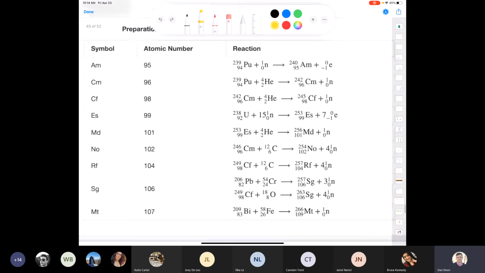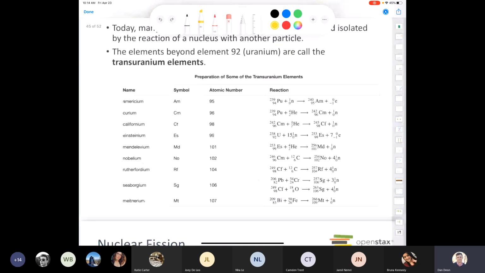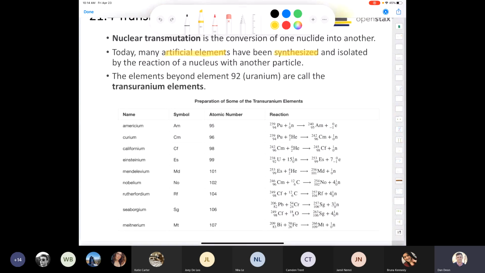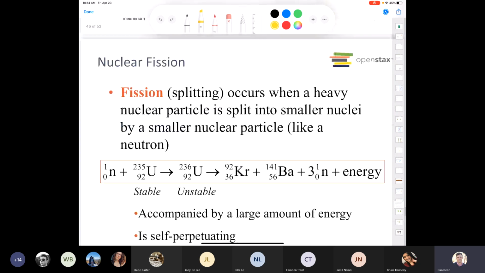Well, we're not going to get into all the nuts and bolts, but you can see that what they're doing is they're taking some other kind of nucleus, another radioactive nucleus in most cases, and then they're smacking it with another particle, like maybe a neutron or an alpha particle, right? Or maybe they're using a bunch of neutrons, or maybe a stable nucleus like carbon-12. But nevertheless, they're using transmutation to form these transuranium elements, these heavy elements, these synthetic elements. And so this is an example of how we would use nuclear transmutation.